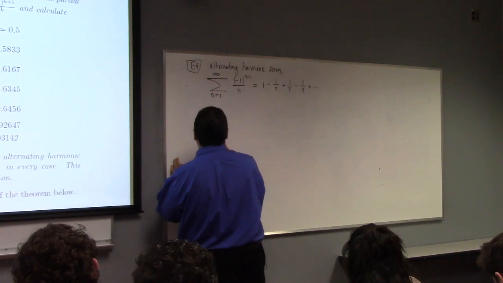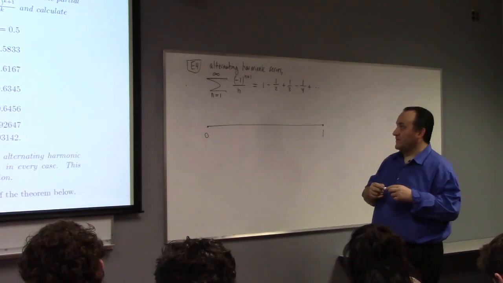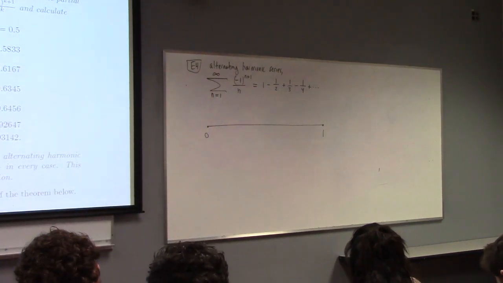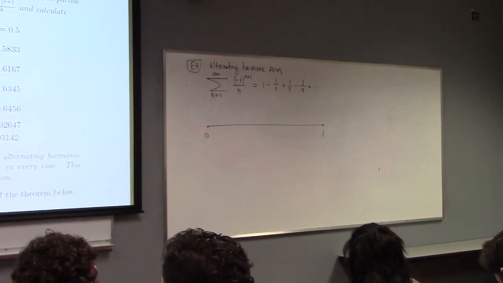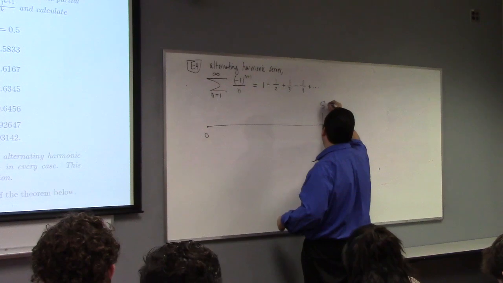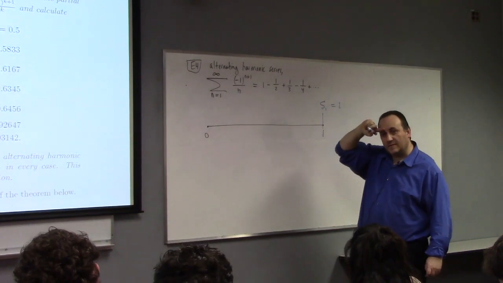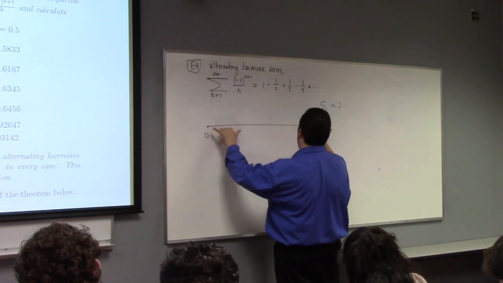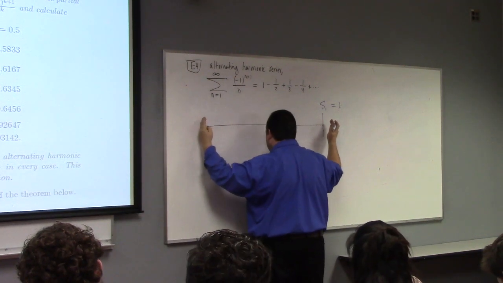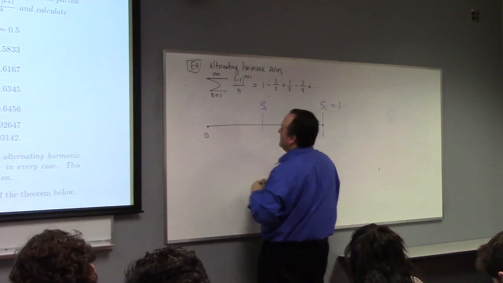So let's make this 0. Let's make this 1. All right? And let's start plotting partial sums. Where's the first partial sum? It's right here. S1 is 1, right? What's the second partial sum? 1/2. Where's that? That's right in the middle. So roughly speaking, there's your S2, right?